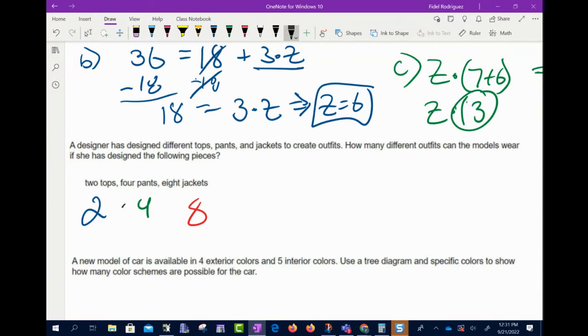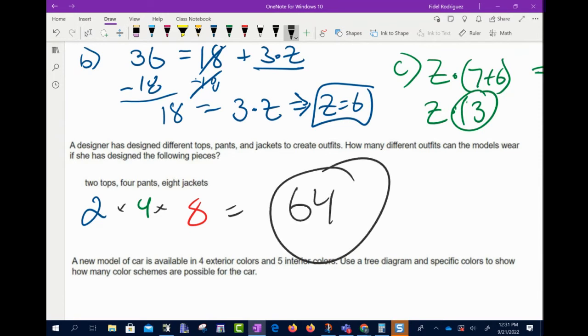Y'all, all we're going to do here is multiply, because we're going to create, kind of like the way we did that cross product, every possible, in this case, we wouldn't have ordered pairs, we'd have triplets, right? 1 top, 1 pant, 1 jacket, and then the second top, so on and so forth. So if I were to multiply this whole thing out, I want to say I'm going to get something like 64.